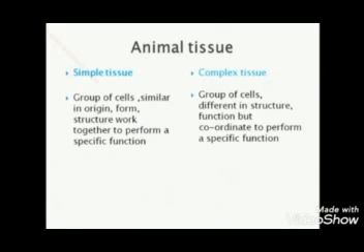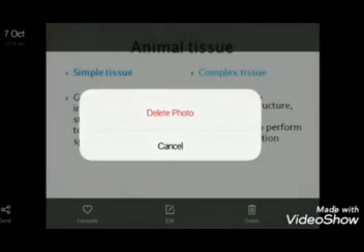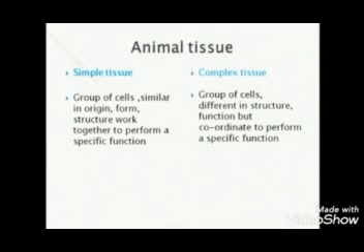There are two types of animal tissues. One is simple tissue and the other one is complex tissue. Simple tissue means the group of cells similar in origin, form, and structure work together to perform a specific function. But in the complex tissue, the group of cells different in structure and function, but coordinate to perform a specific function.